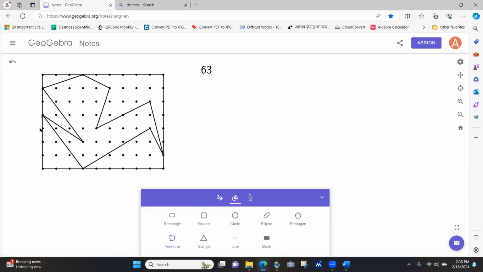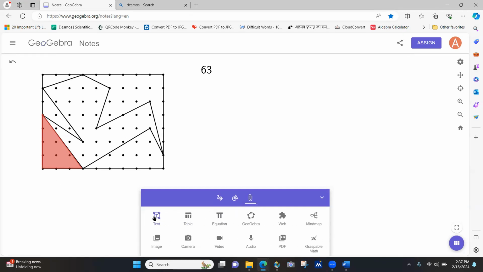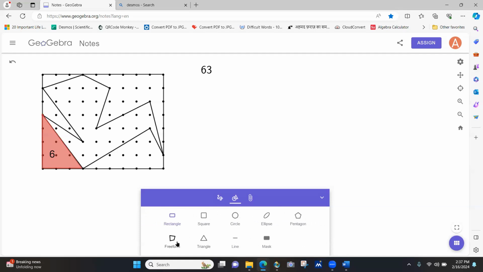So this area of this triangle, you can do half times base times height, or you can pretend it's half of a rectangle, whatever works for you. So this orange or red triangle, the base is 3, the height is 4, 3 times 4 is 12, 12 divided by 2 is 6. Let's write down the 6 here. All right. One shape out of the way.